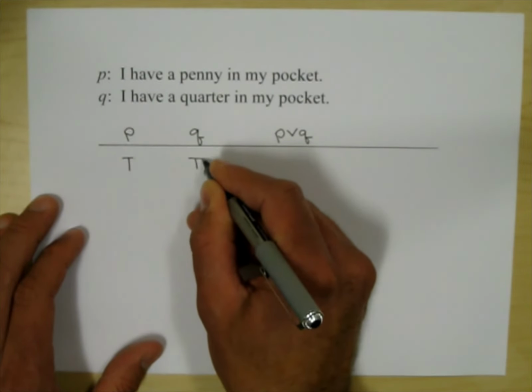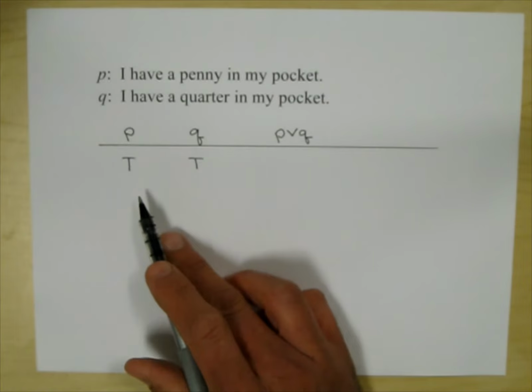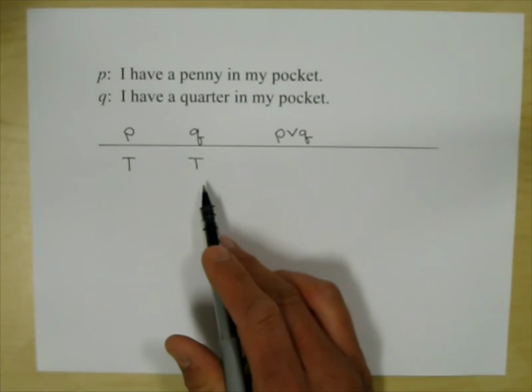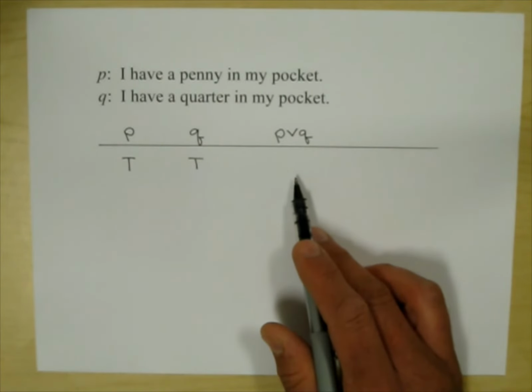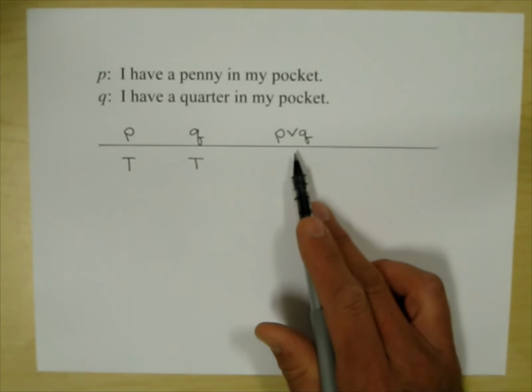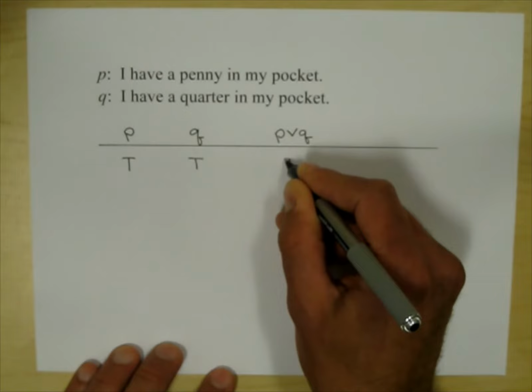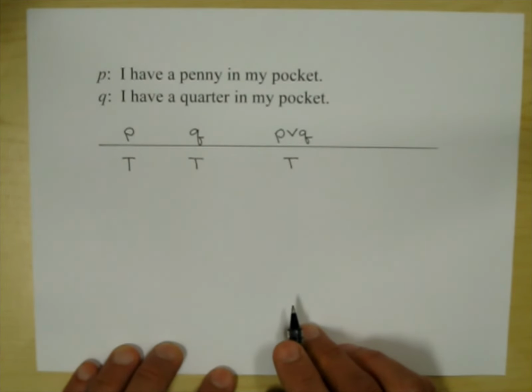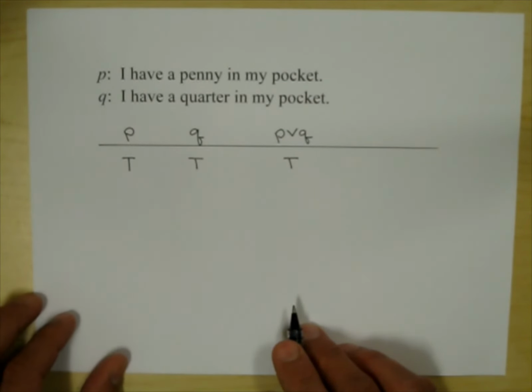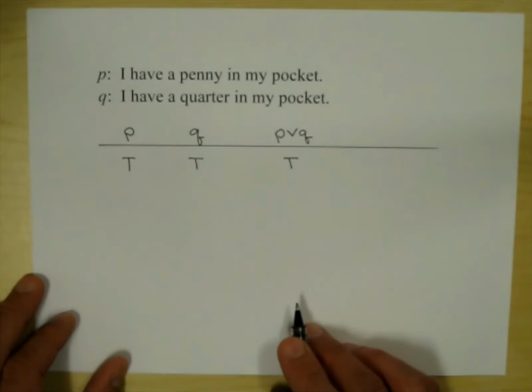Let's start off like we did last time. So suppose it's true that I have a penny in my pocket and it's true that I have a quarter in my pocket. And I go up to you and I say, I have a penny or a quarter in my pocket. Did I lie to you? And the answer is no. I actually told the truth because this is the inclusive or. It includes or both. So true or true equals true.